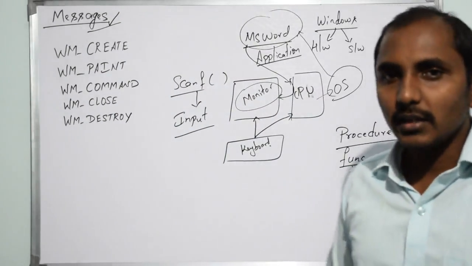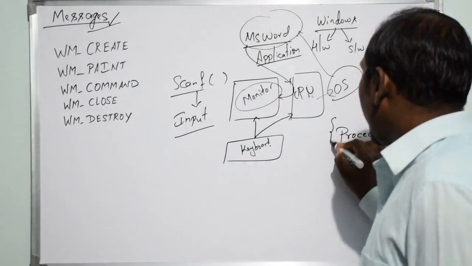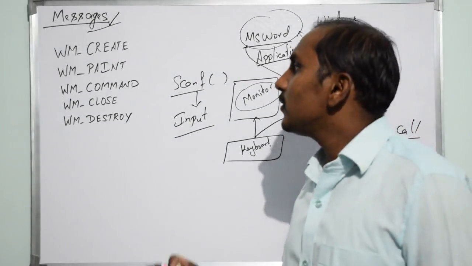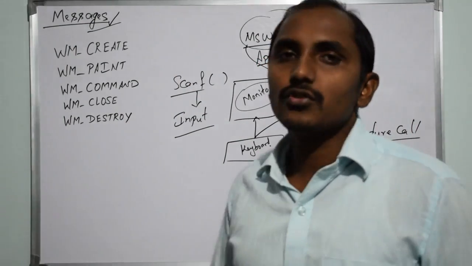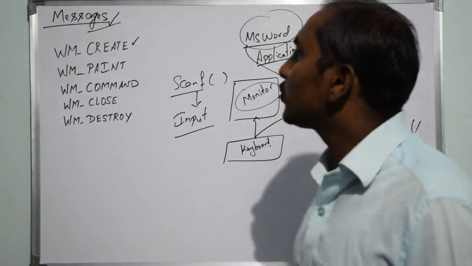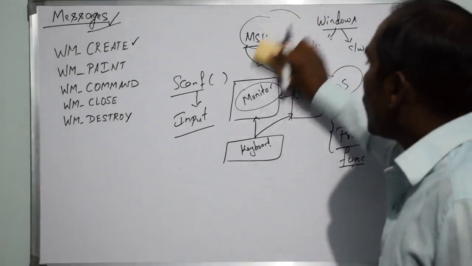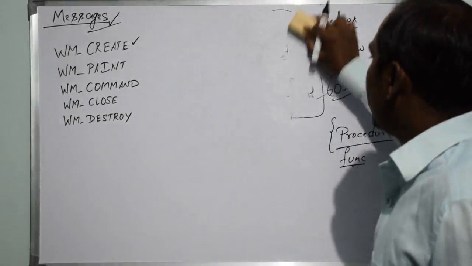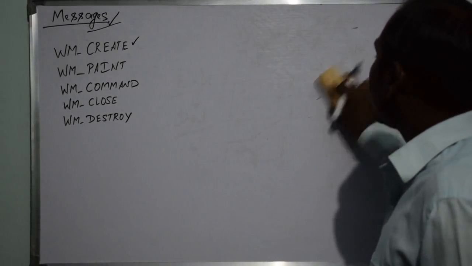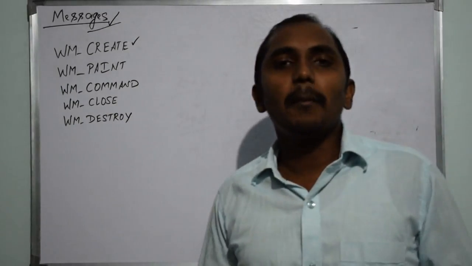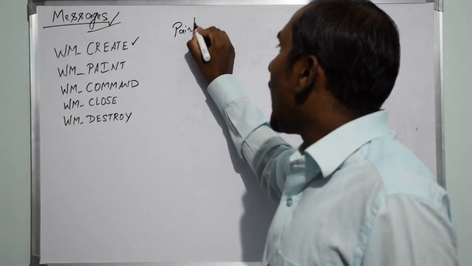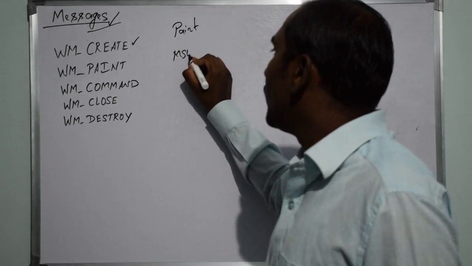Now we have 5 different types of basic functions or basic messages in VC++. The first one is create. What does create mean? Suppose on the desktop I have several applications. I have an application like Paint, and I have an application called MS Word. These applications are stored in the hard disk. Now I want to start an application.